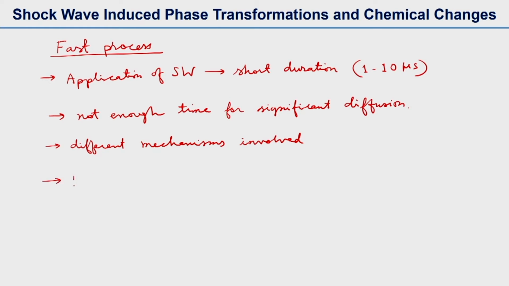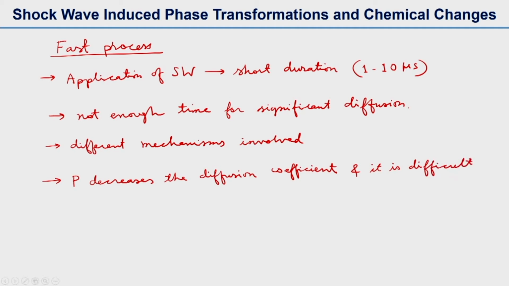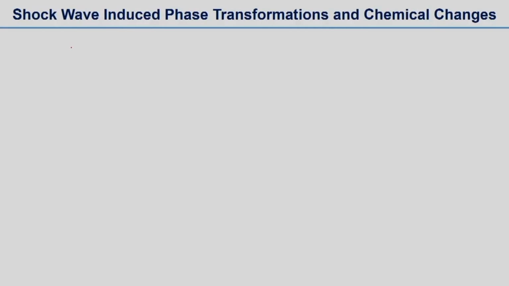And also the pressure, I will write P for pressure. Pressure decreases the diffusion coefficient. And so this leads to difficulty for the foreign atom to penetrate into or move inside the other element or compound. We will talk about the thermodynamics of phase transformation.